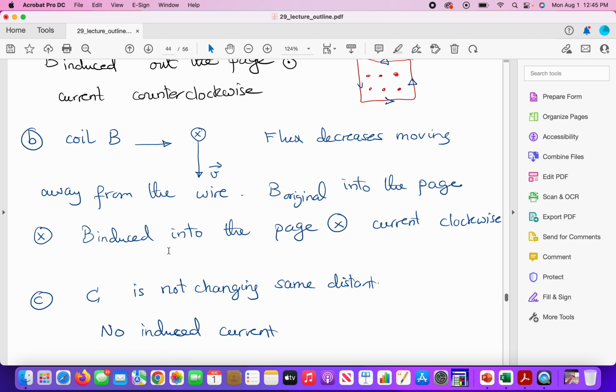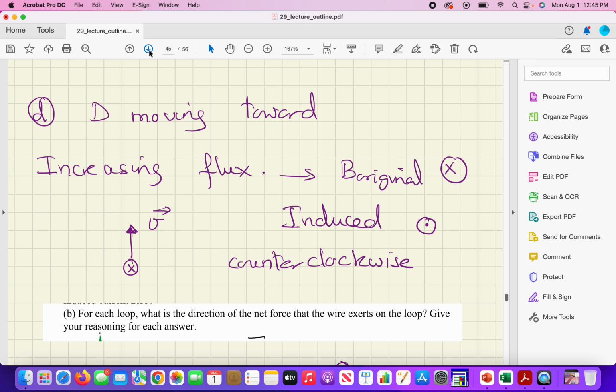For C, it is not in motion. It is not changing its distance with respect to the wire. It is moving parallel to the direction of the current. Therefore, there is no induced current. For D, it is moving toward an increase in flux, and it is below the wire, so B original is a cross, into the page. The induced field should be into the page, and then the current should be counterclockwise.